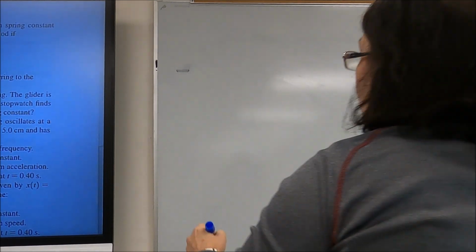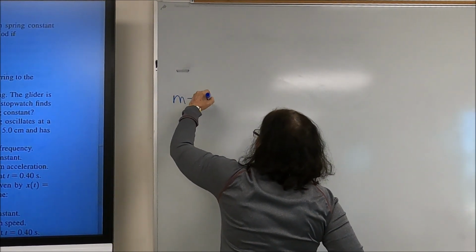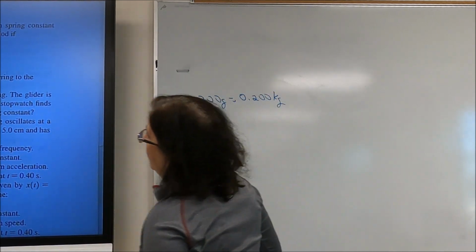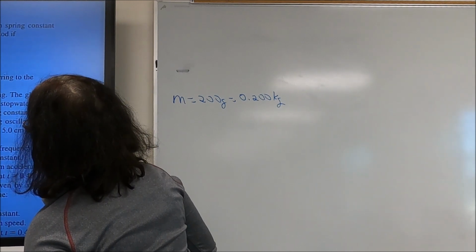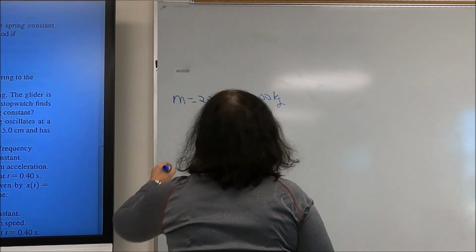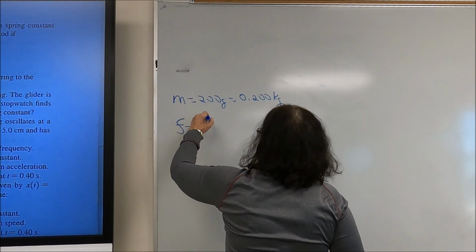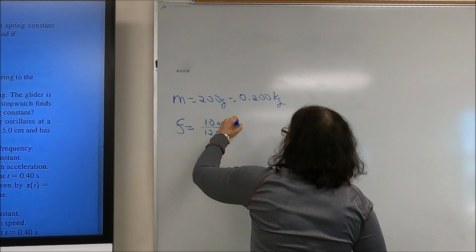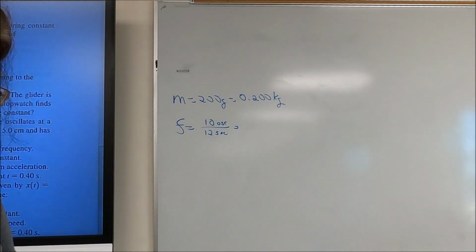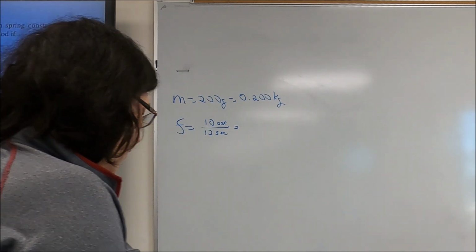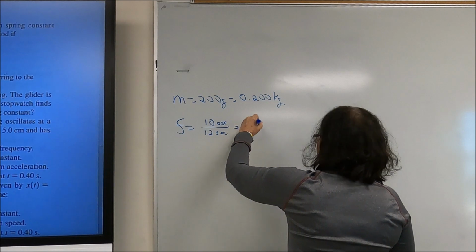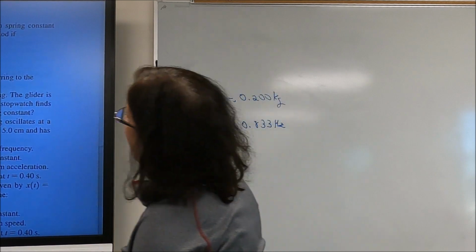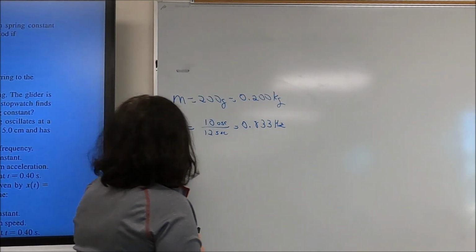So, we're told that our mass is 200 grams, that's 0.200 kilograms. And we're told that the glider makes 10 oscillations in 12 seconds. So I can say the frequency is 10 oscillations in 12 seconds. So 10 divided by 12, that's 0.833 hertz. And then we are asked, what's the spring constant?